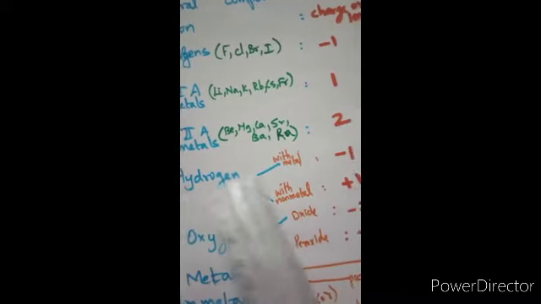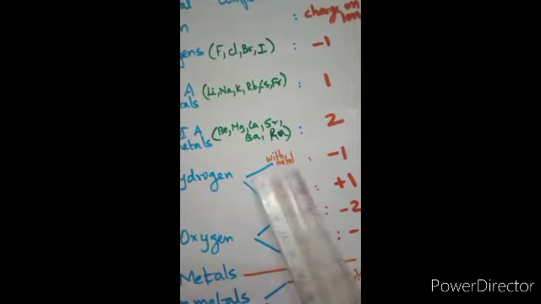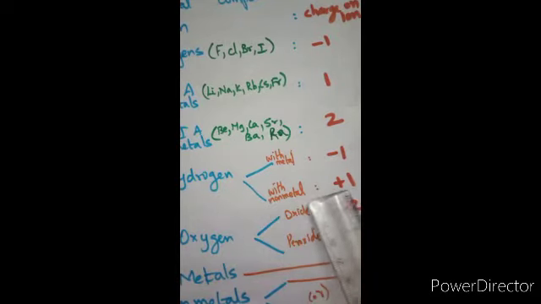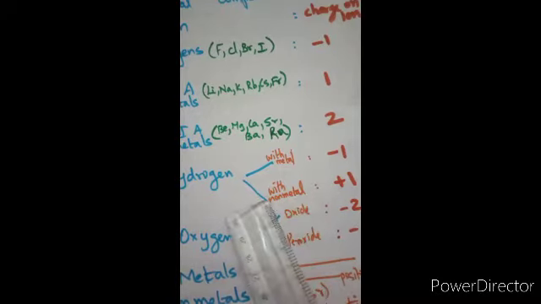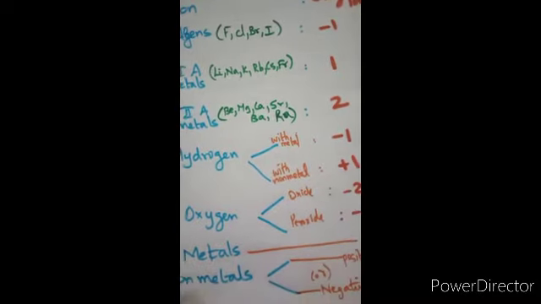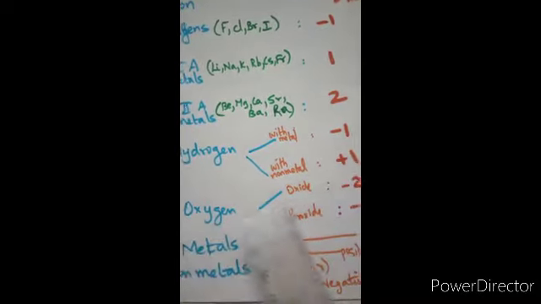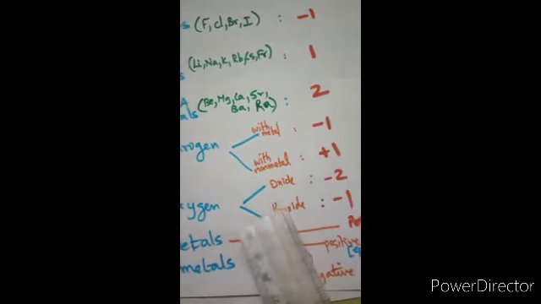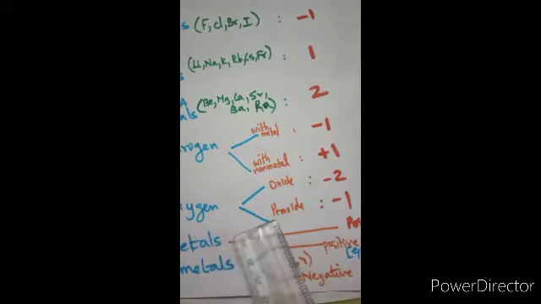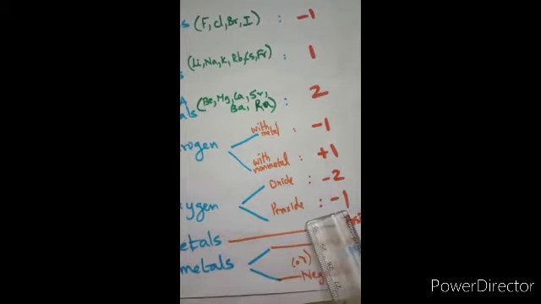Hydrogen has a dual nature. When it exists with a metal, it gets -1. When it exists with a non-metal, it gets +1. For example, hydrochloric acid, HCl. Chlorine is a non-metal, so when hydrogen exists with a non-metal, it gets a value of +1. Oxygen can exist as oxide and peroxide. When it is an oxide, it gets the value -2. When it is a peroxide, it is assigned a value of -1.